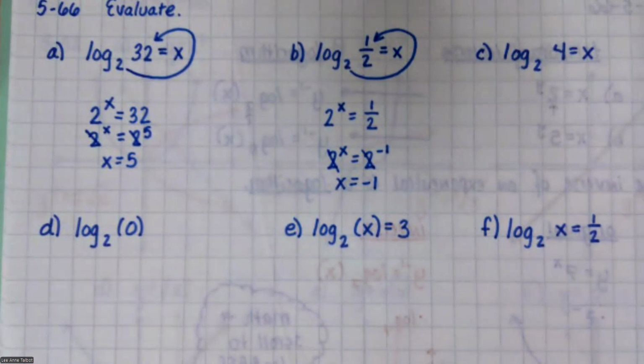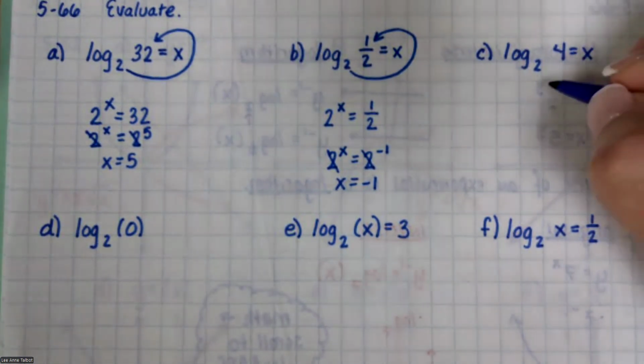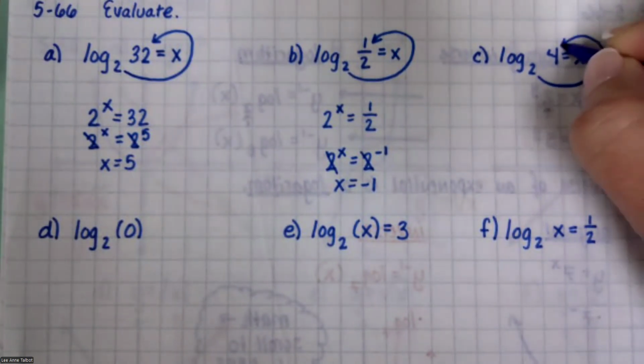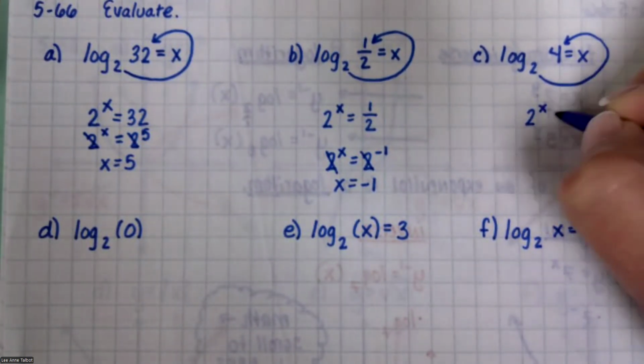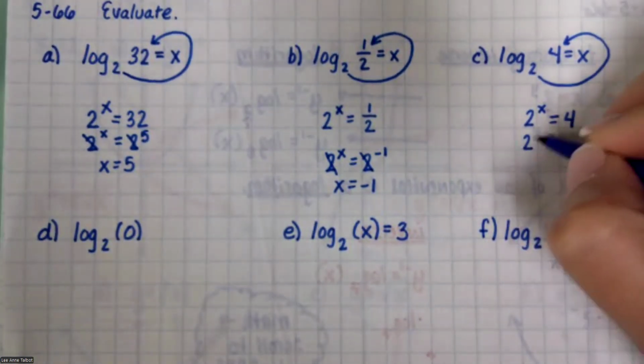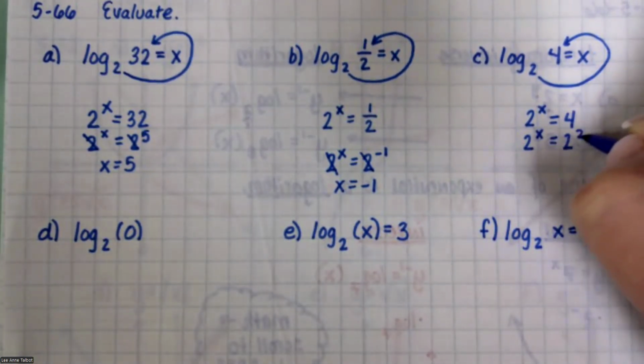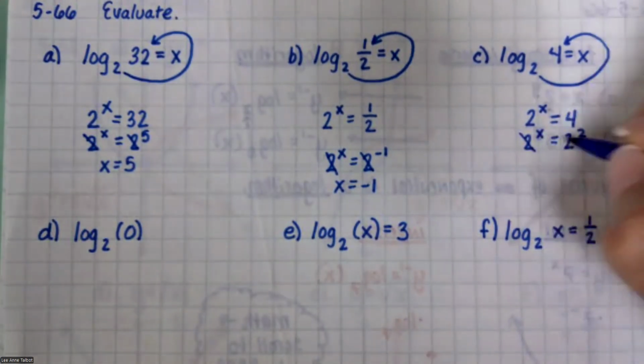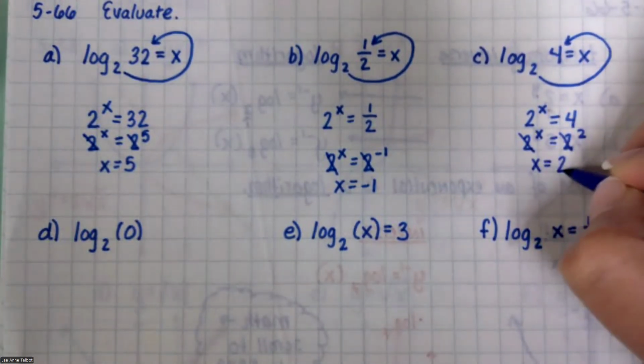Okay, try C on your own. 2 to the x equals 4. 2 to the x equals 2 squared. Cancel, cancel, x equals 2.